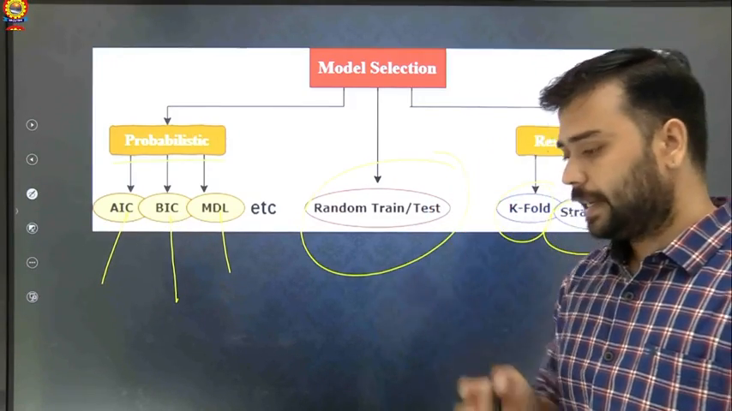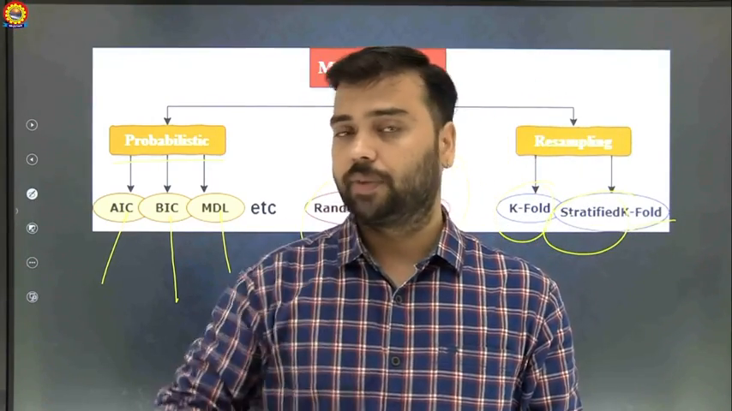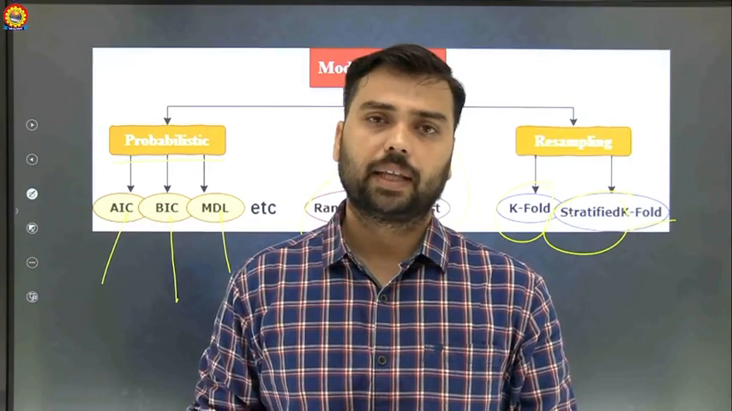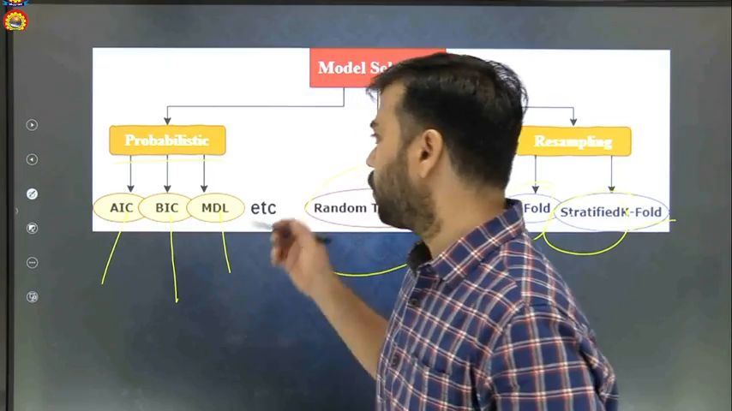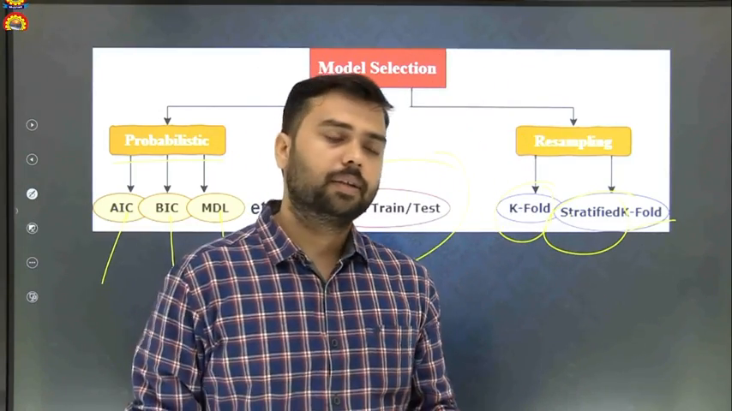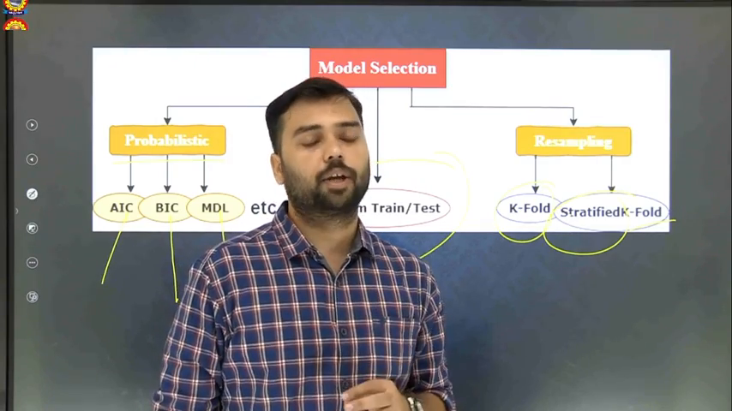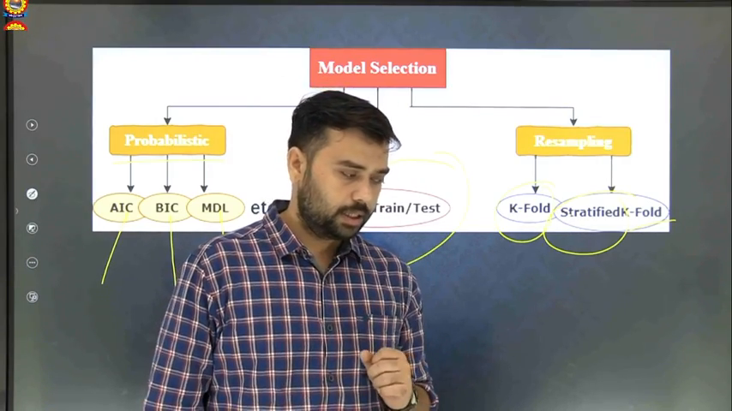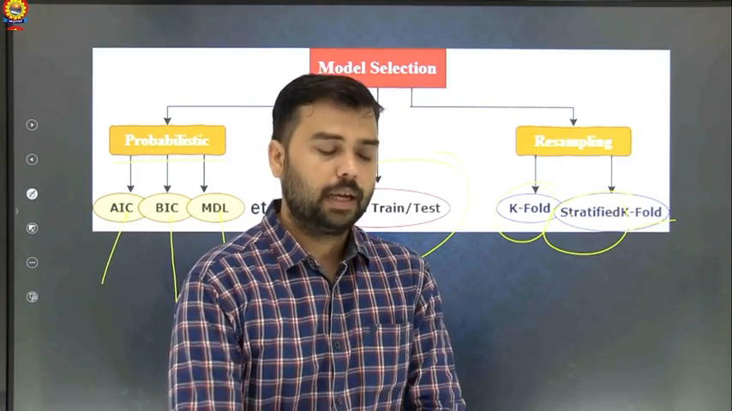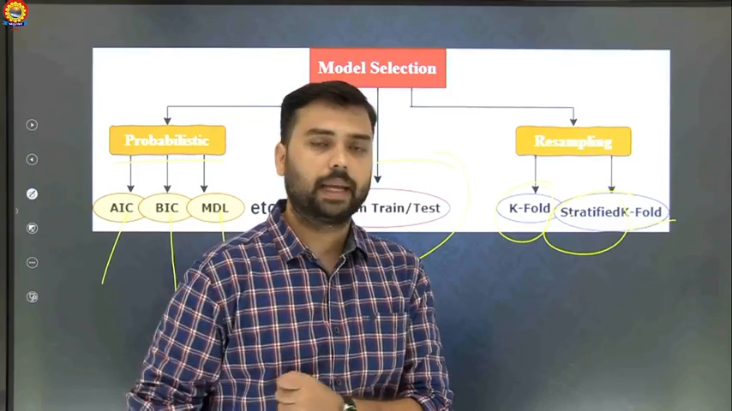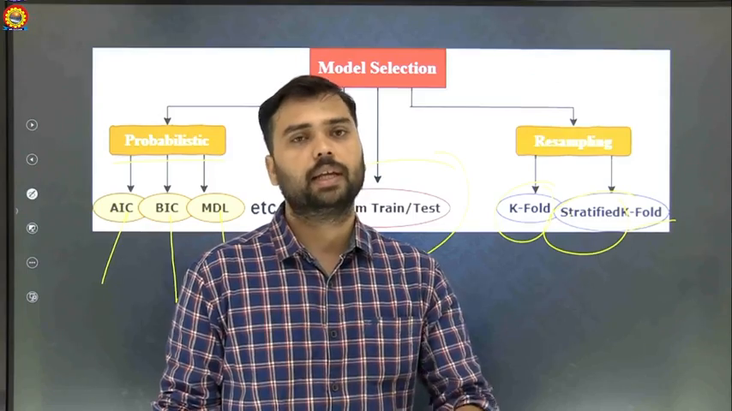In one case, we simply take the performance of the model, and in another case we take the performance as well as the complexity of the model. So in the case of probabilistic, we consider not only the performance of the model, but also the complexity of the model. For example, suppose there is a linear regression, so complexity is very low, and suppose we are discussing an ANN, artificial neural network. In that network, complexity is very large.